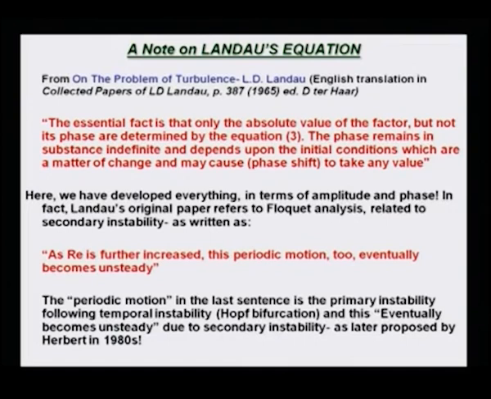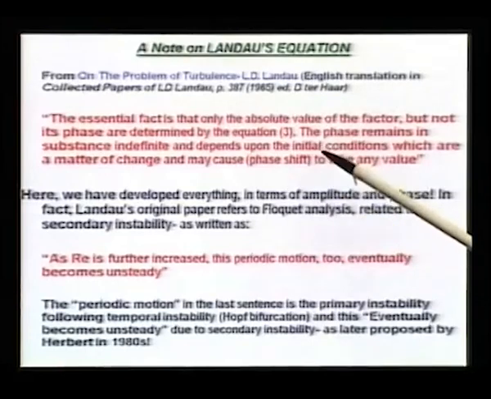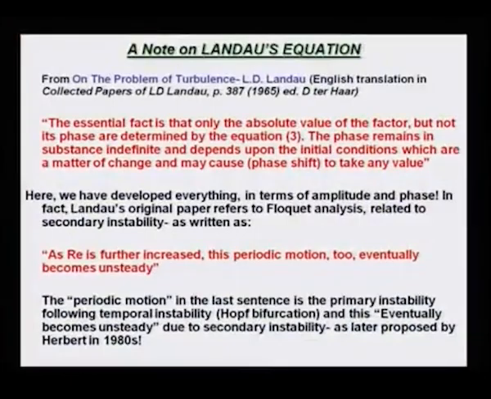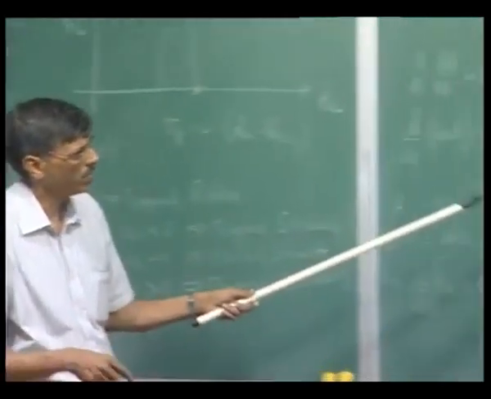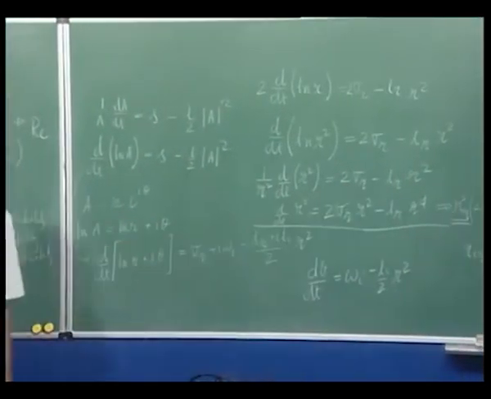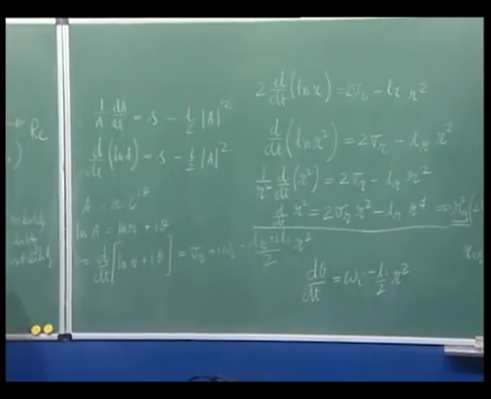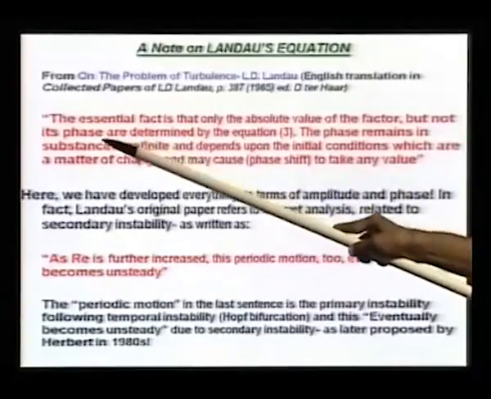See, as I told you, here are some excerpts from what Landau wrote originally, from his collected papers translated. He wrote that the essential fact is that only the absolute value of the factor, but not its phase, is determined by that Landau equation, that complex equation that was written. He did not even write down the complex equation. He wrote only this part, this equation, and he was not aware of the existence of this. That's what he's saying, that phase is not determined.